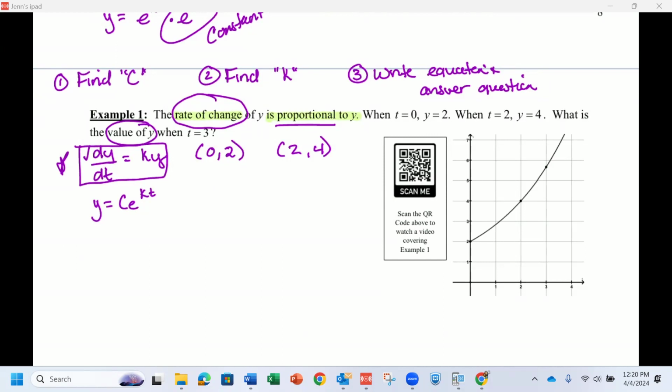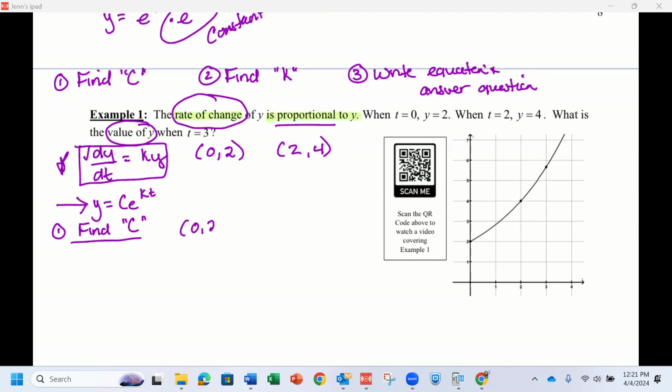But to answer the question, I want to know what the value of y is. So I know that I'm going to have to be using this formula to actually calculate a y value. Like I said, the first thing we have to do is find the c value. When you want to find C, remember C is that initial amount. Again, you're going to have to use one of the two ordered pairs given to you. You want to use the ordered pair where that T value is equal to 0.